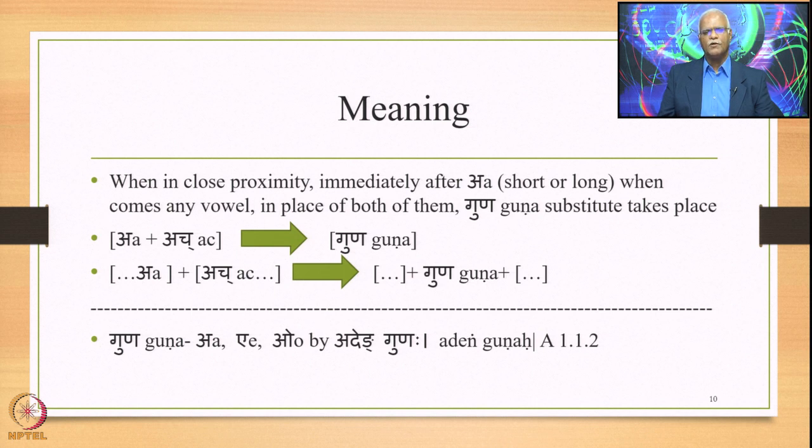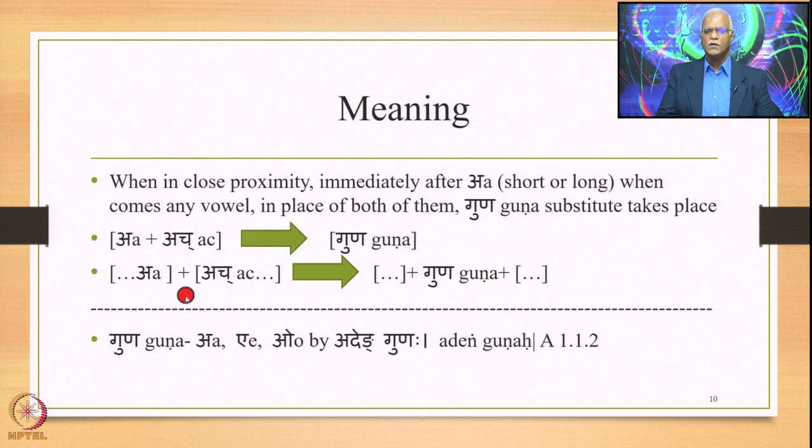So to put it in the form of an equation and an input-output format, we would say that if you have a, short or long, followed immediately by ach, this can be stated by saying that immediately before ach, there is a, and immediately after a, there is ach. They are in close proximity, samhita mode, and so therefore 6187 would apply, and in place of both of them, 6187 will state this guṇa substitute.